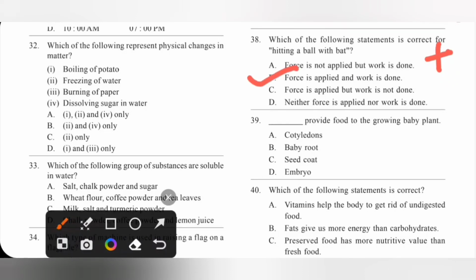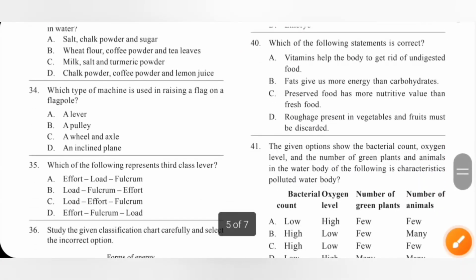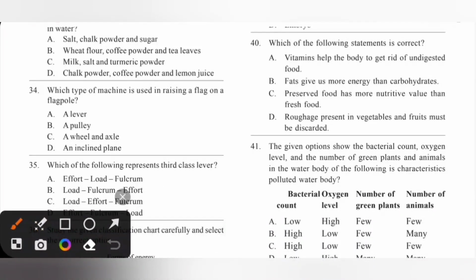39. Dash provide food to the growing baby plant. So cotyledons provide food to the growing baby plant. So option A is the correct answer. Next 40. Which of the following statements is correct? So we need to select the correct statement.